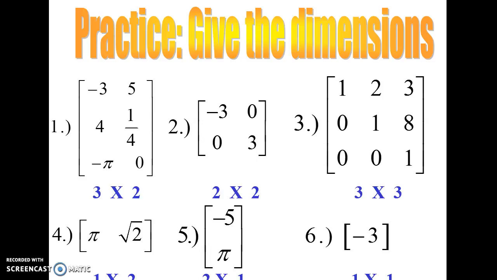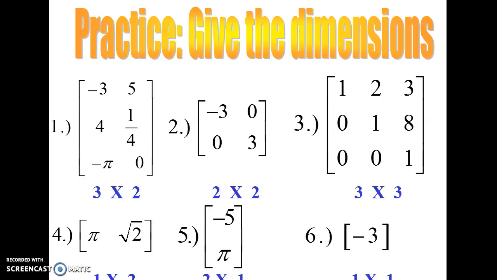Now, a little vocab for you. Any matrix that has the same number of rows as columns, they're called a square matrix. So for example, a 2 by 2, a 3 by 3, and a 1 by 1, those are all considered square matrices because their rows and their columns are the same length.